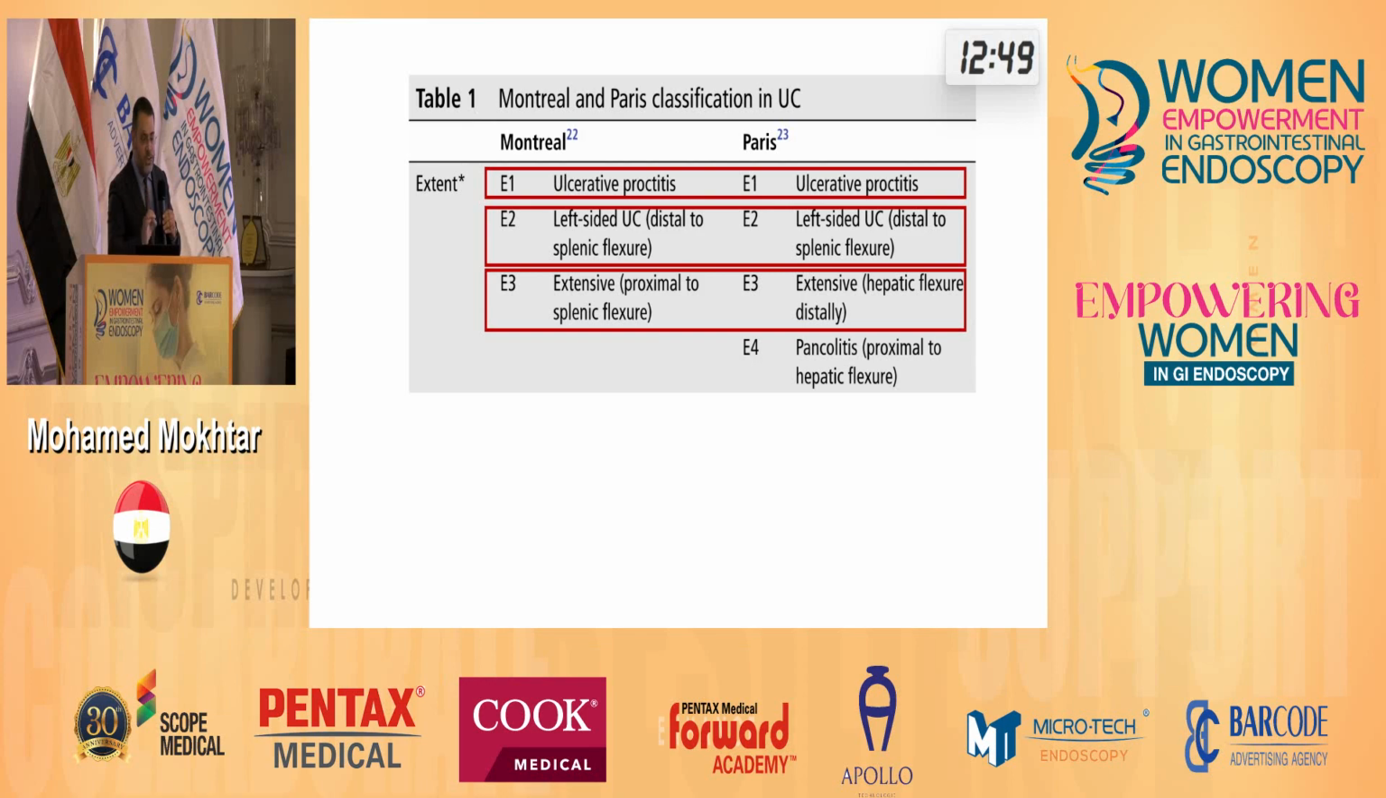But if you are using the Paris classification, E3 extends from the splenic flexure to the hepatic flexure, and E4 is any lesion extending beyond the hepatic flexure. So the difference between the two classifications is in E3 and E4. E3 in Montreal is any lesion extending beyond the splenic flexure; E3 in Paris is from the splenic to the hepatic flexure, and E4 is pancolitis.